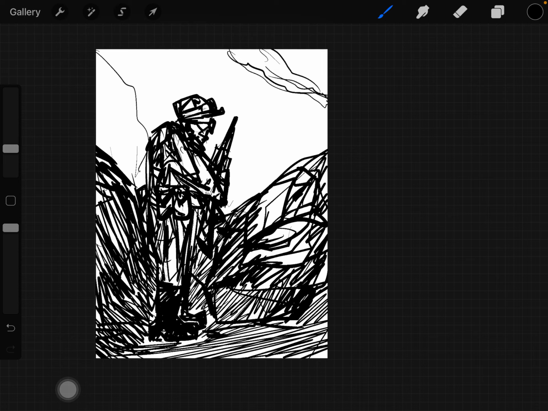Maybe smoke is coming out from somewhere. Some battles are going on. Maybe far away buildings are broken because of some bombing or something.